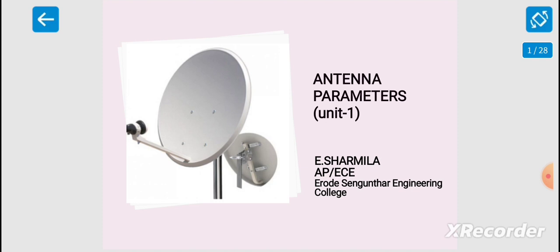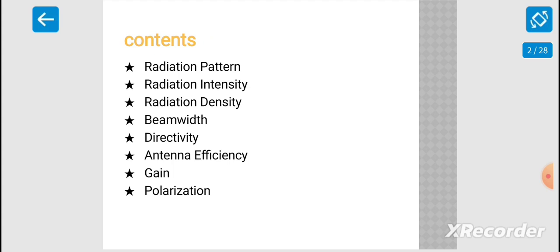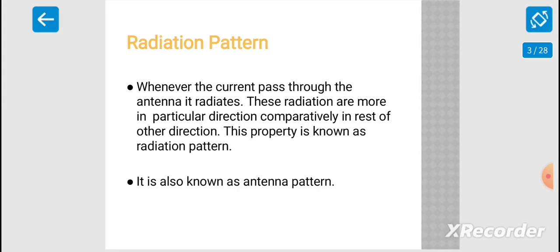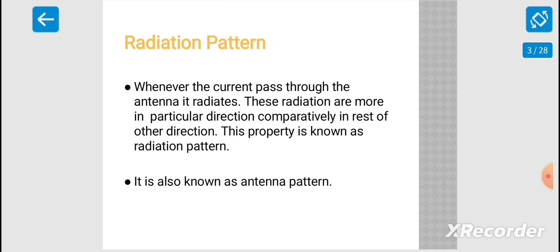In this, I am going to give a detailed explanation of antenna parameters, because antenna parameters play a major role in fixing an antenna. Okay. Next, these are the contents to be discussed below. First and foremost is the radiation pattern, then radiation intensity, radiation density, beam width, directivity, antenna efficiency, gain and polarization.